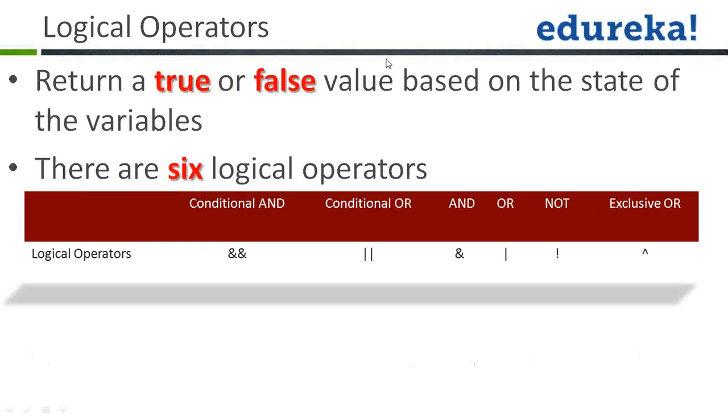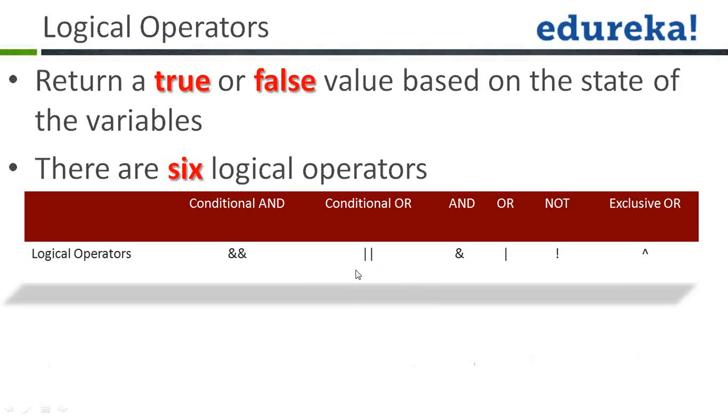That's good. Moving on, we come to the logical operators. This will take some time, around 5 minutes. Now it returns a true value or a false value based on the state of the variables. Like conditional AND. This one is the conditional AND operator. This is the conditional OR, bitwise AND, bitwise OR, the NOT operator and the XOR operator. Conditional AND, conditional OR and XOR work on two conditions always.